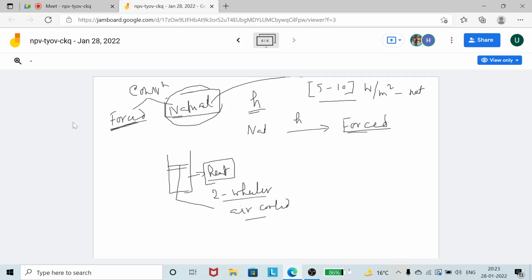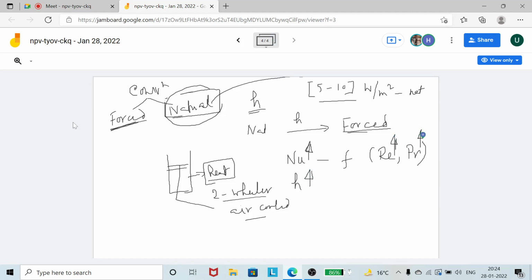So if you remember your lessons in heat transfer, you'll find that Nusselt number is a function of Reynolds number and Prandtl number. So if you increase Reynolds number, Nusselt number will increase. That means if you want to increase heat transfer, you must increase your Reynolds number and Prandtl number.